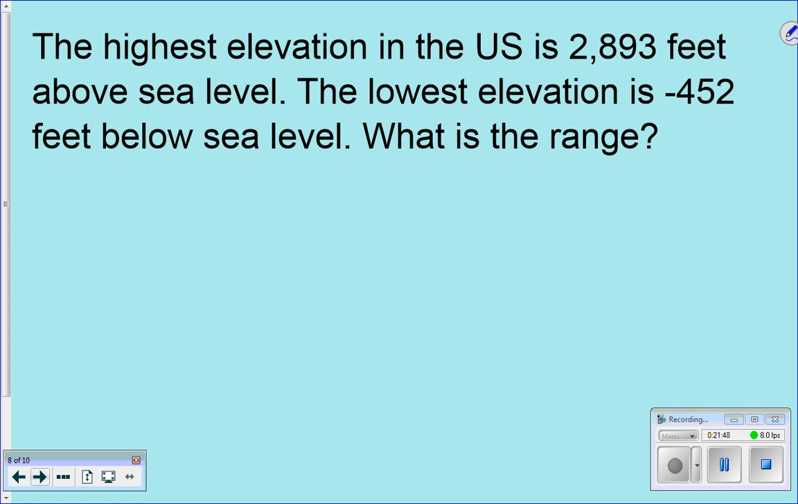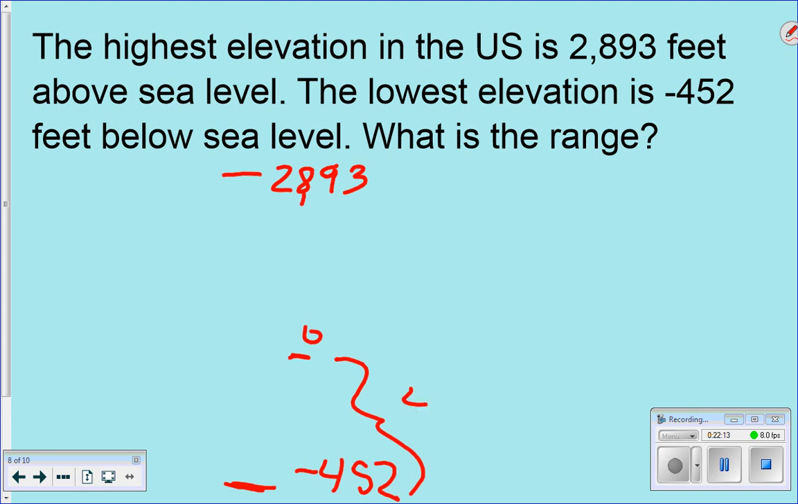Now, are there a few different ways you could do this? Sure. You know what I would do? I would draw a picture, because I like to see a picture. So one way you could do it would be like this. Okay, so if the highest is here, 2,893, and the lowest is here, -452, and you got to have 0 in there somewhere, right? So between here and there, how many feet is it? 452, right? And between here and 0, how many feet is it? Now, if I wanted to know the whole difference, what could I do? Add them together. That's one way you could do it.